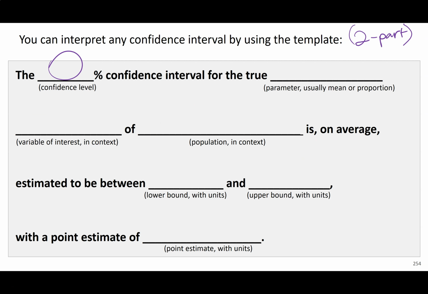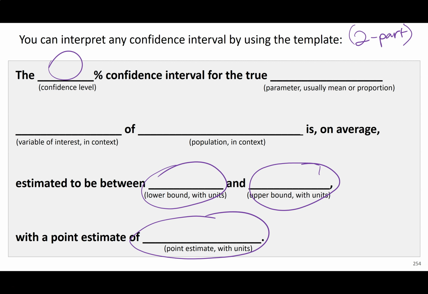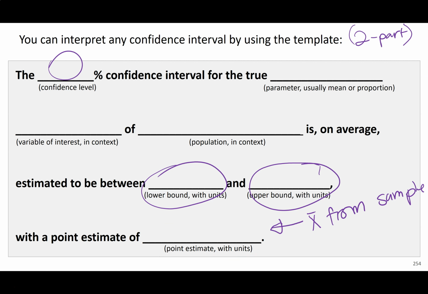Is on average estimated to be between whatever your lower bound is with units and your upper bound with units, with a point estimate of your point estimate with units. So this is like X bar from your sample, or P hat from your sample, whatever you actually saw from your sample. And we will use this template moving forward. We will stick to it a lot. Anytime we say, hey, give us the two-part conclusion for a confidence interval, this is what we mean. And we'll have a two-part conclusion for the hypothesis test as well.